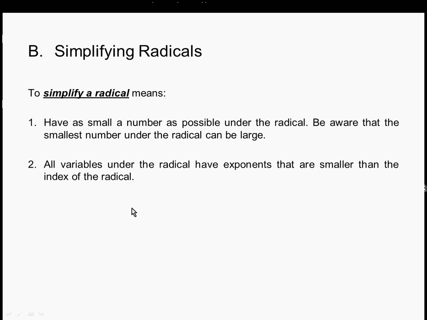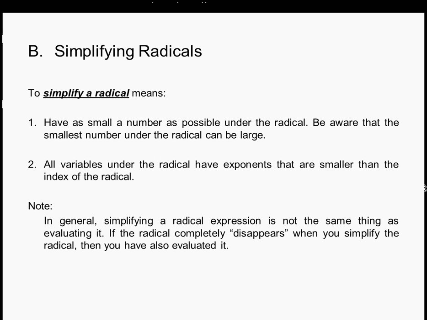So notice number 2 is kind of easy to make sure that it happens. Just look at the exponents and look at the index. So notice with a square root, the index is 2. That means the variables can only have exponents of 1. With a few exceptions, like if you have bunches of plus and minus signs under there, then there's no telling what could happen to you.